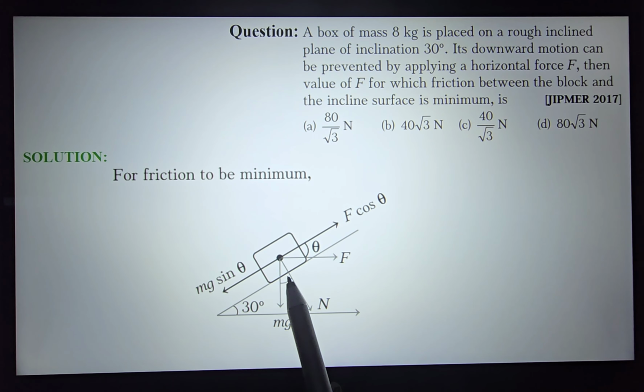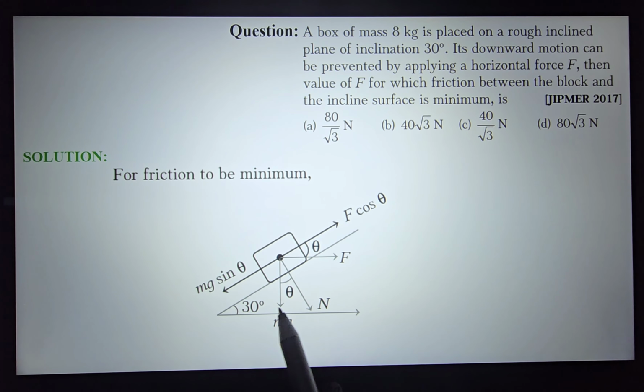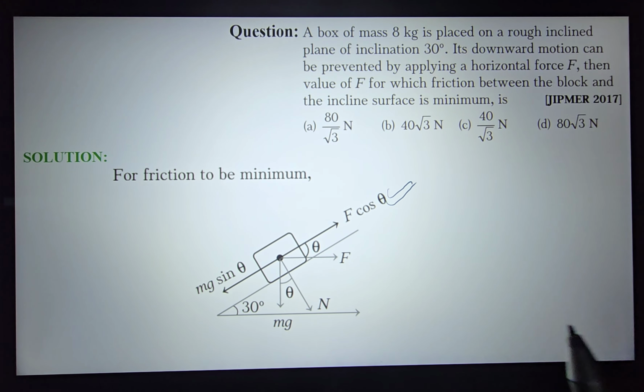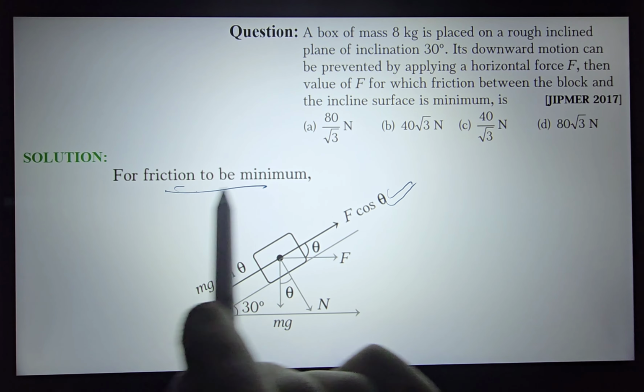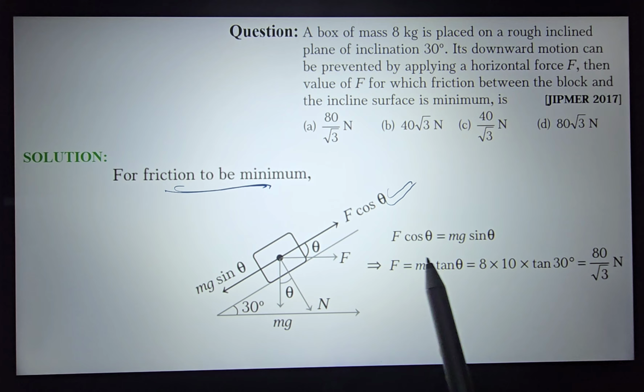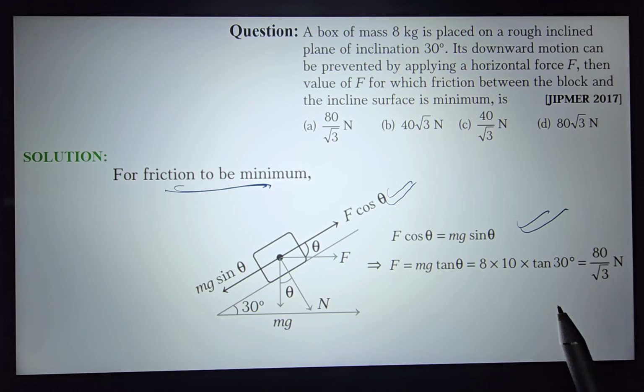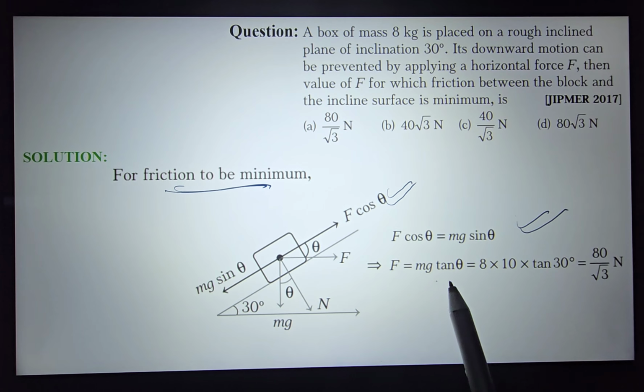Okay, this is a block which is experiencing the normal force and all the regular forces. This is F, this is mg, this is mg sin theta and F cos theta. I think it is clearly understood to all of you. Now for friction to be minimum, how to calculate? F cos theta is equal to mg sin theta, isn't it? Because of the force balance equation. So that would give you the value of F is equal to mg tan theta.